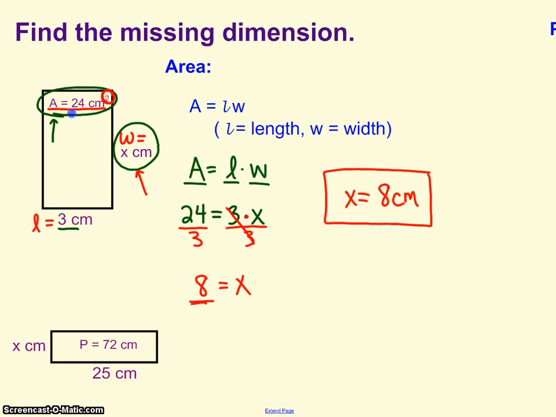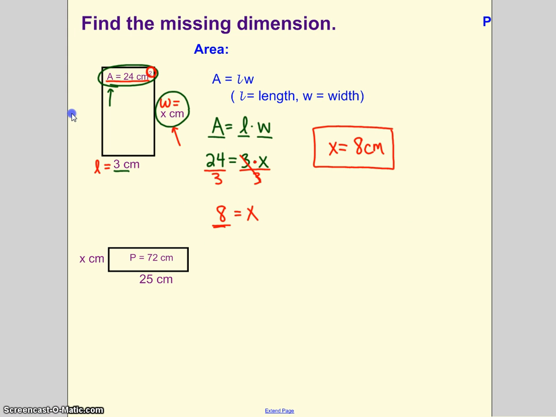Not too bad, right? Kind of fun. Gotta love a little rectangle math. Alright, so we'll do one more. This one, our rectangle, what information did they give us? They told us the perimeter was 72 centimeters. We can call this our length down here. Again, if you want to call that the width, that's fine. But our length is 25 centimeters and our width over here is x.